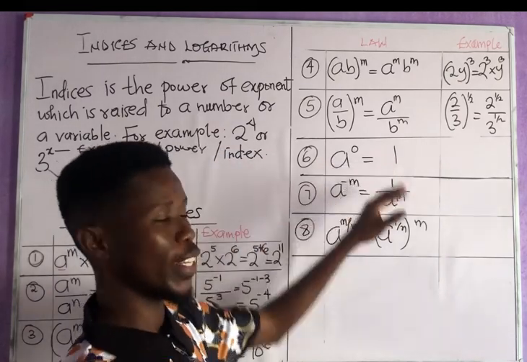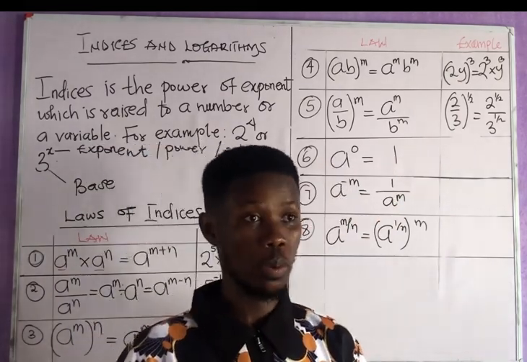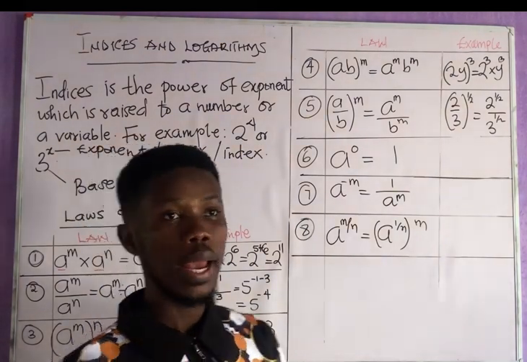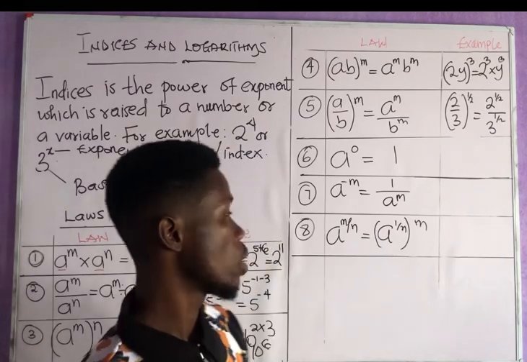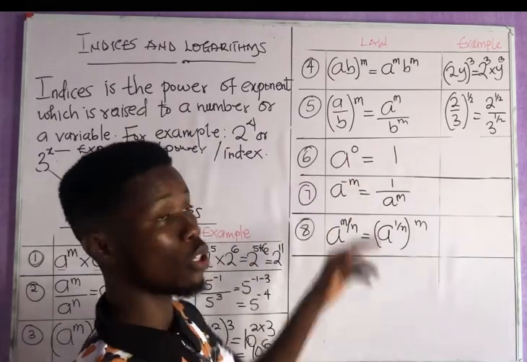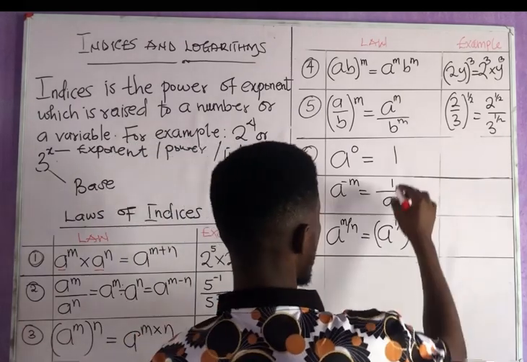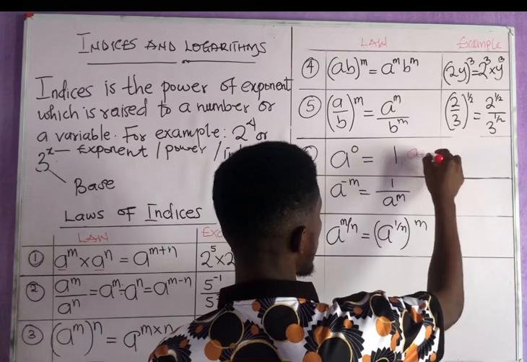Now let's move to this one. I think this is the most common law that a lot of people are aware of. This law is saying that any non-zero number raised to the power 0 is 1. So the number should be a non-zero number. So we are saying that this a should not be equal to 0.